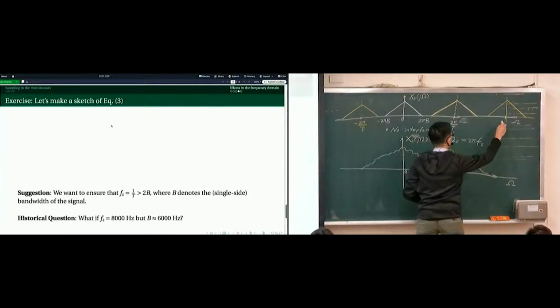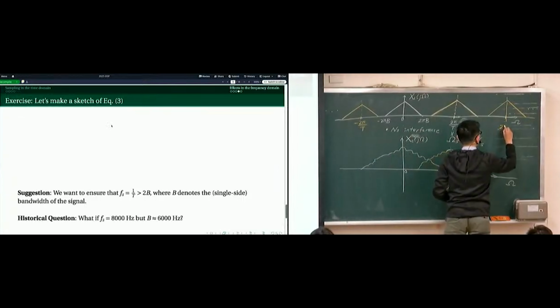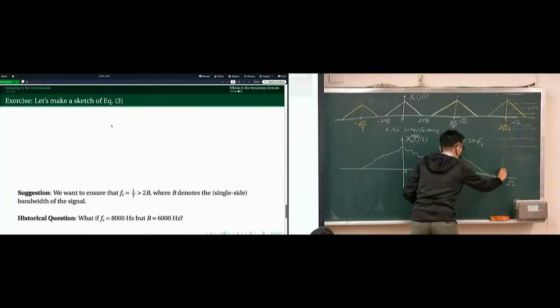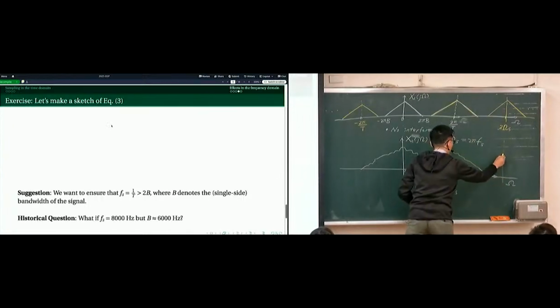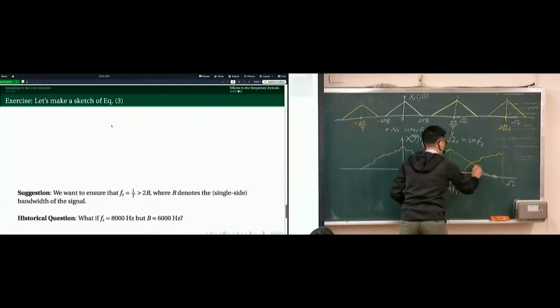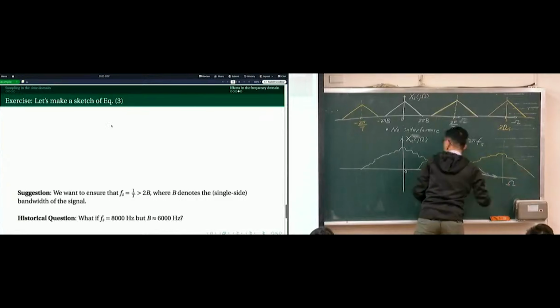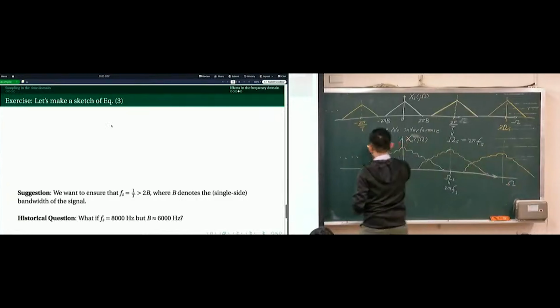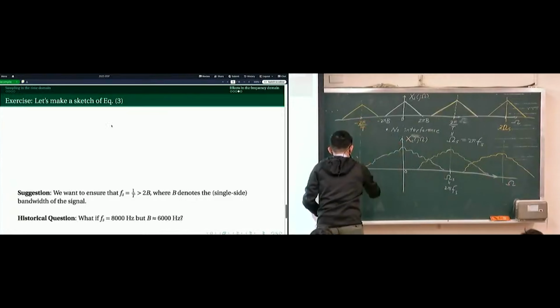And again, at 2 times, similarly, you get yet another copy right there and right there. And also to the negative frequency side. Let me just finish my drawing. Okay? Right here, right here. Okay?